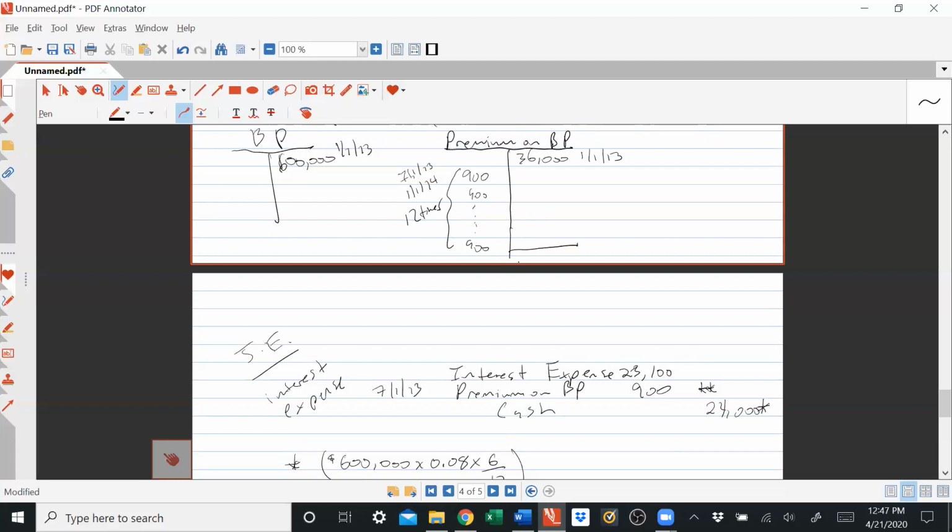So as of 1/1/19, after we make the interest payment on 1/1/19, 900 times 12 is 10,800. So we subtract 10,800 from 36,000, and the balance in the premium on bond payable account will be 25,200.